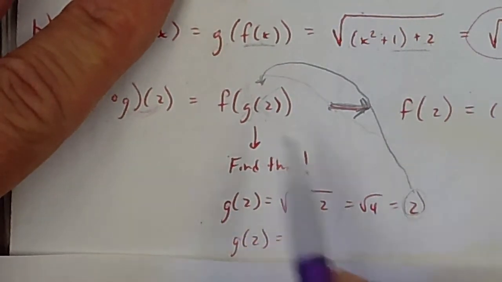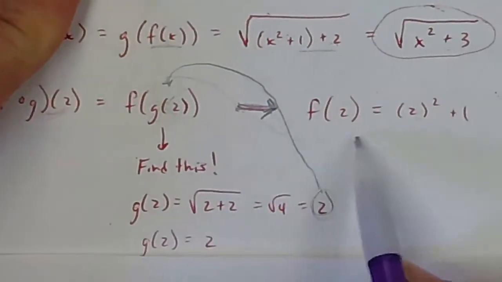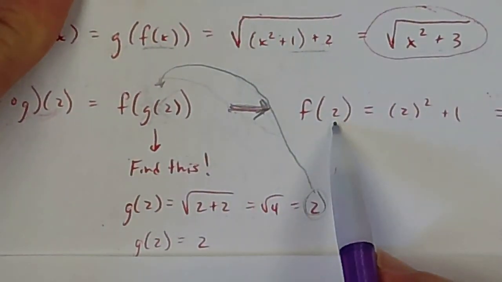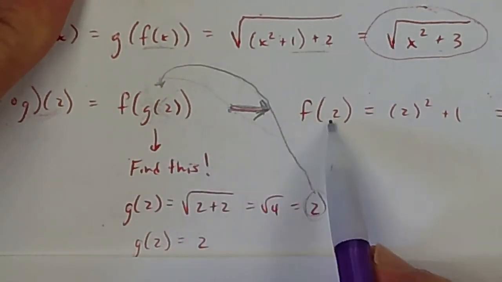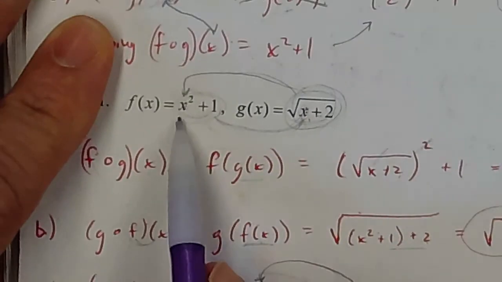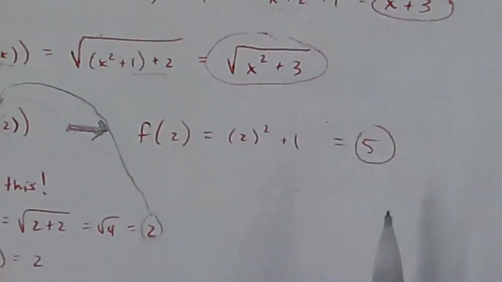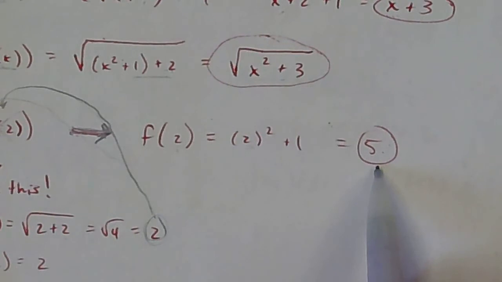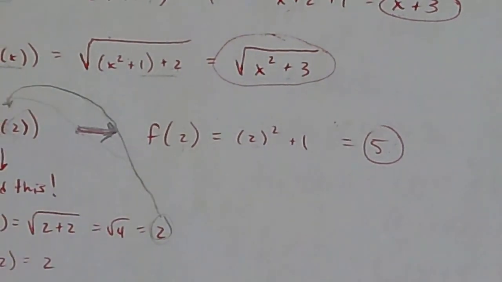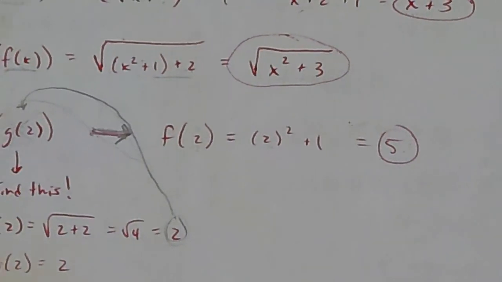So now I just replace g of 2 with what it's equal to, which is 2. This problem has a lot of 2s. It's probably not the best one to introduce this method with, but oh well. So now I just focus on finding f of 2. I take 2, plug it in right here, 2 squared plus 1, and I get my answer of 5. All right, that's as far as we get here today. We'll pick up from there tomorrow.